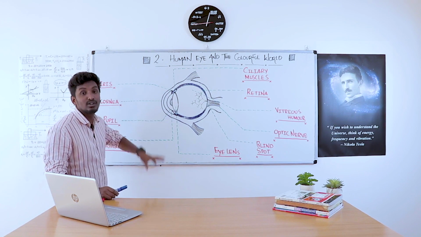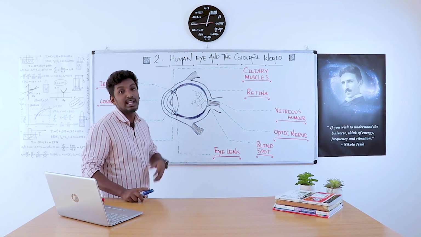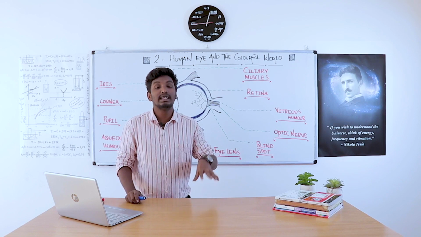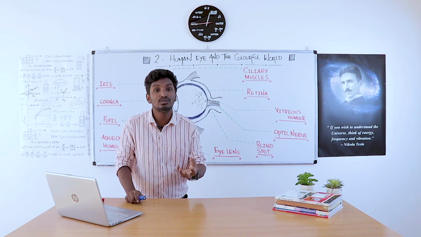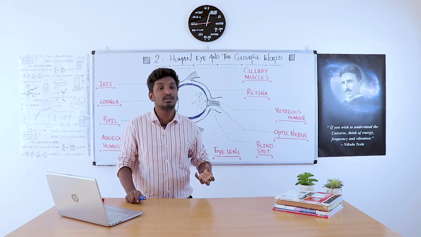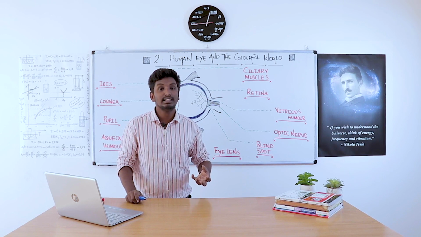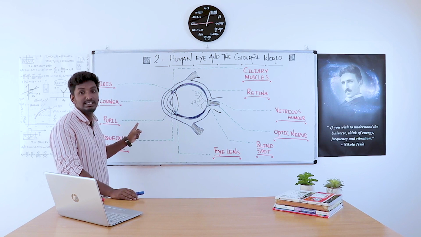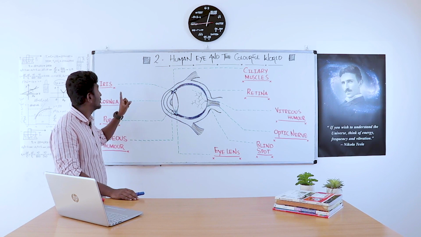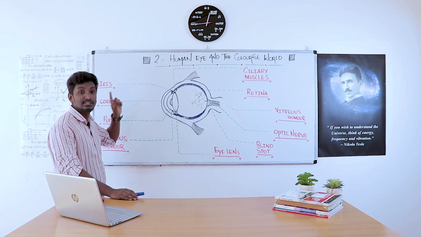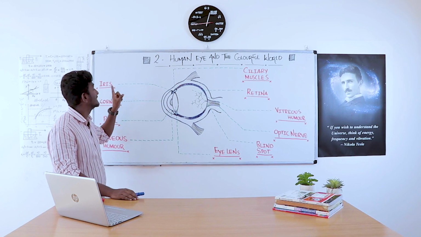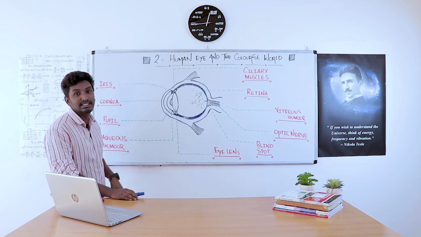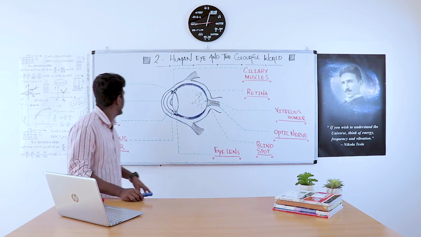Iris controls the amount of light entering the eye. How does the iris control the amount of light entering the eye? Simply by changing the size of the pupil. So what is the function of the iris? Just one point: the iris controls the amount of light entering the eye by changing the size of the pupil.